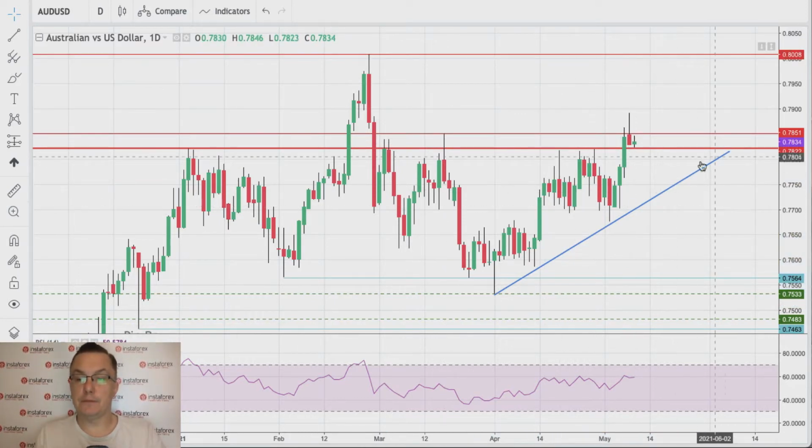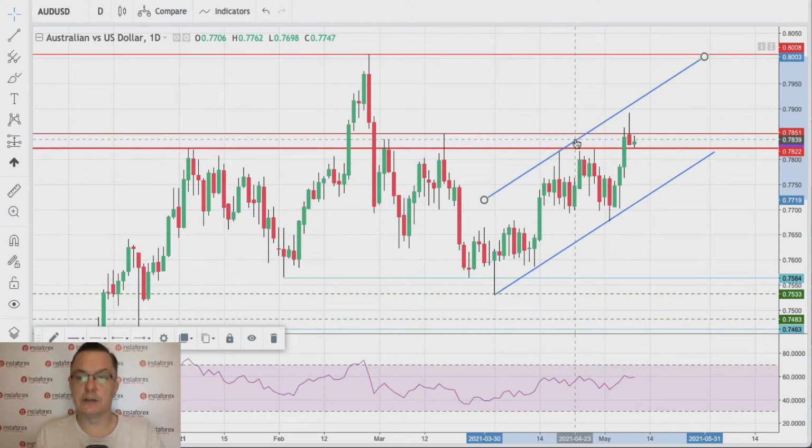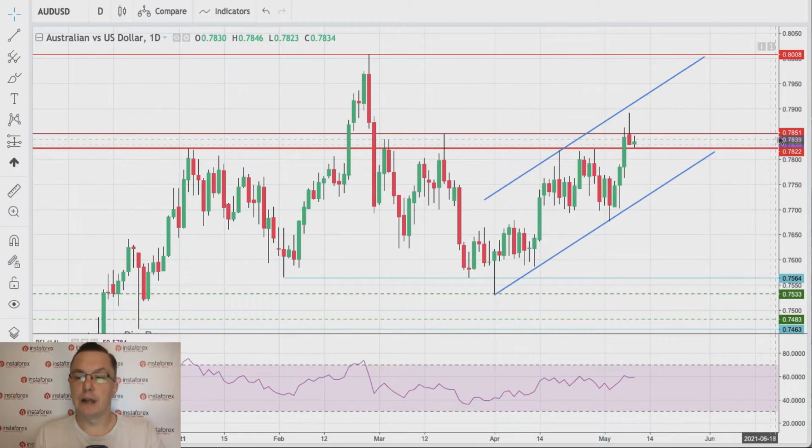Well, we are above this blue trend line, as you can see here. If we make a channel here, you can see we almost hit it, and of course the market has broken above the 7,851 pips level, and this is very interesting, kind of a shooting star, kind of a pin bar candle here, and now we are testing the support at 7,822.